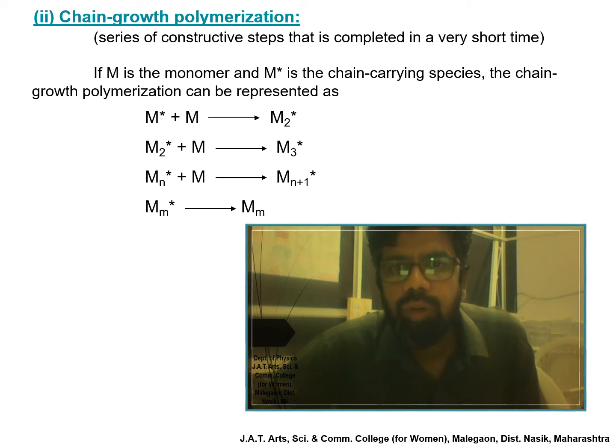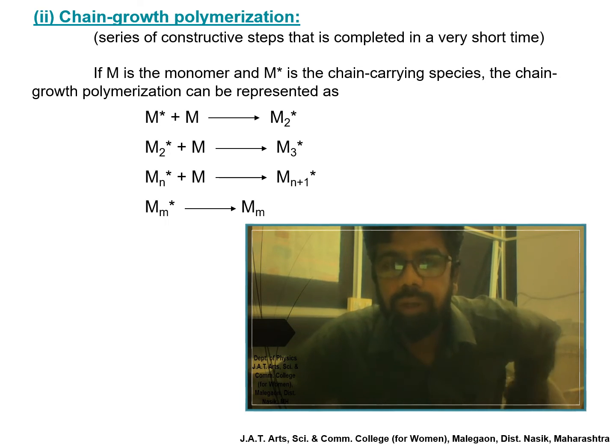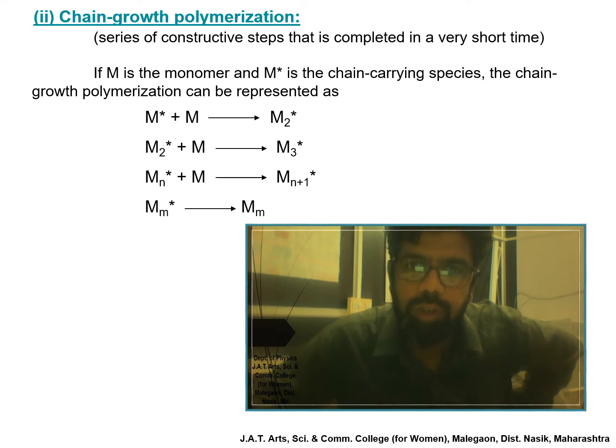The second type is called chain growth polymerization. In the case of step growth polymerization, the process is very slow, and a monomer reacting with another monomer takes a lot of time. In chain growth polymerization, a series of constructive steps is completed in a very short time. It means that compared to the previous type of polymerization, this is a very fast process.